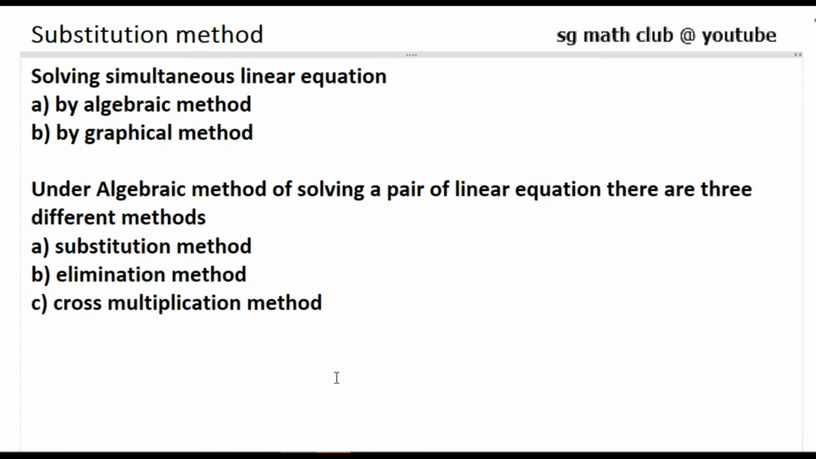In the last video, we have seen pair of linear equations in two variables, and also we have seen that there are two methods to solve the pair of linear equations. That is, one is the algebraic method and the second one is the graphical method. Under the algebraic method of solving the pair of linear equations, there are three different methods. One is the substitution method, the second one is the elimination method, and the third one is the cross multiplying method.